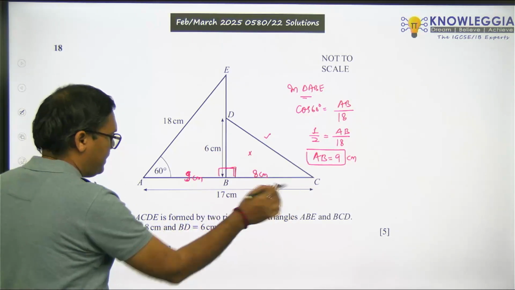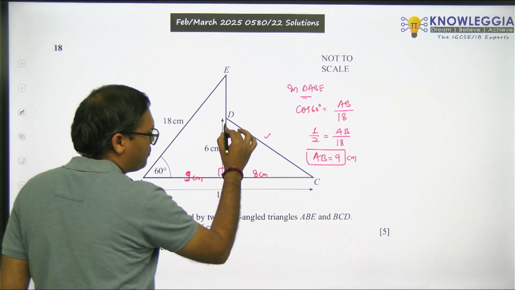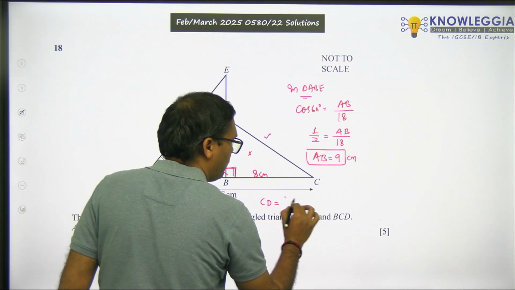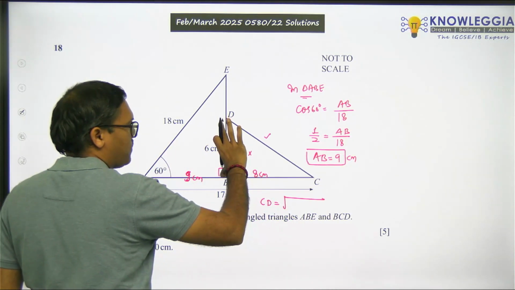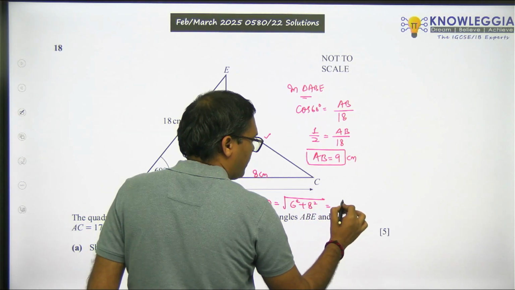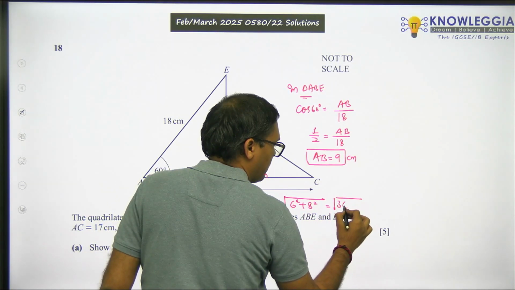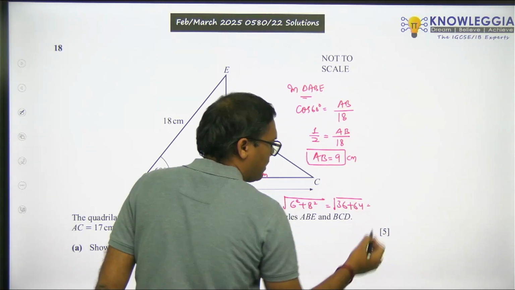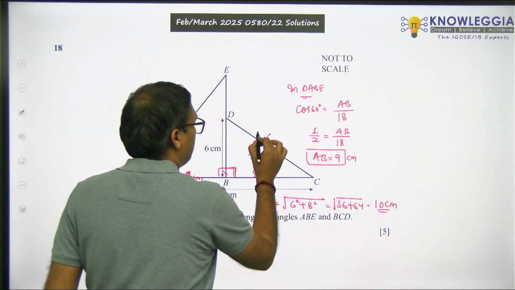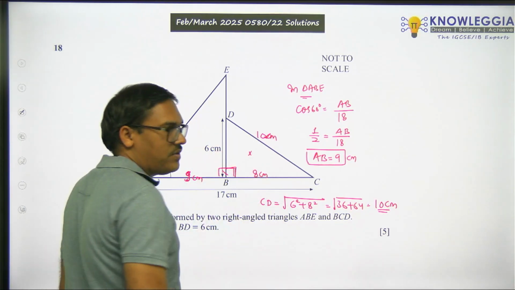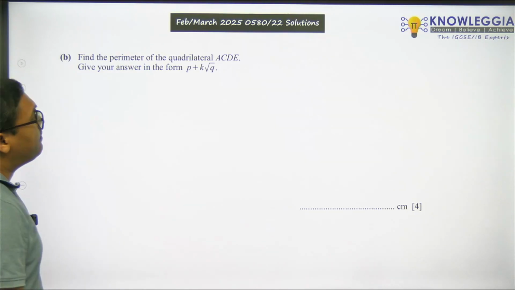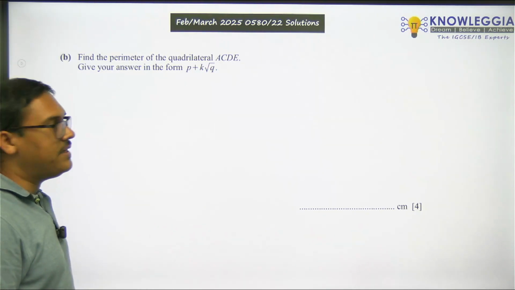Now, how will you find CD? So I can apply Pythagoras in this triangle BCD. CD will be equal to under root of this square plus this square, which is 6 square plus 8 square, 36 plus 64, which is 100. Root 100 is equal to 10. So what is the answer? This is 10 centimeter. This is what you have to show. Correct? So that is easy. Now the next part. Find the perimeter of the quadrilateral ACDE.